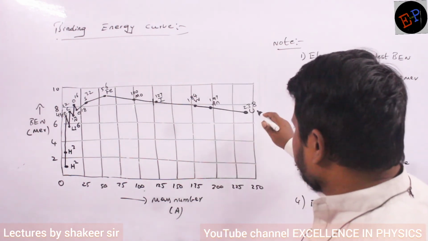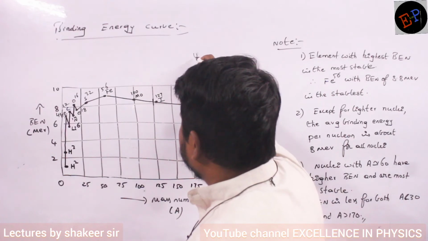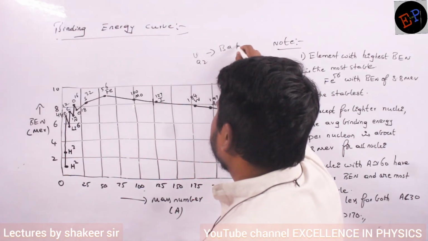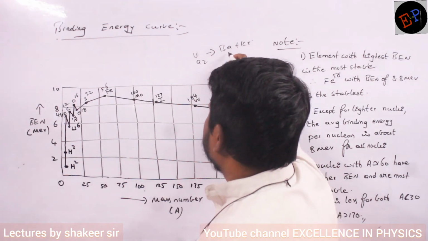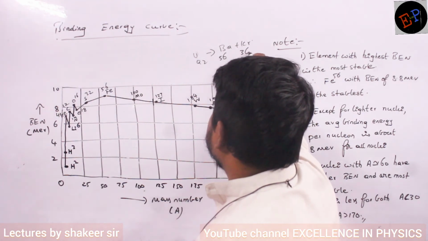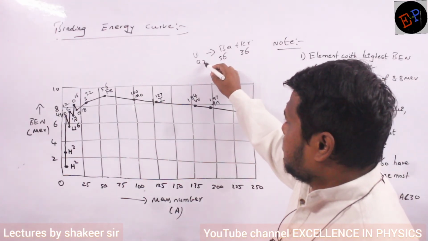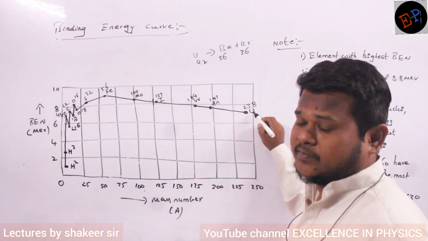Similarly, if you see here uranium 92, it can be split into barium and krypton. Barium atomic number is how much? It is 56 and krypton is 36. Now see, uranium atomic number is 92, but mass number is how much? 238. Are you able to understand?